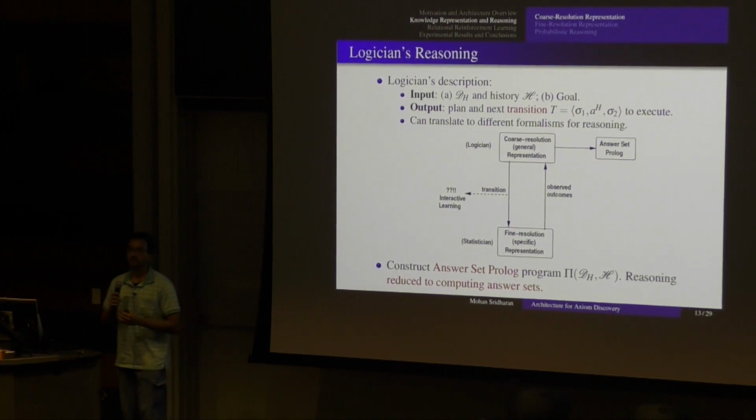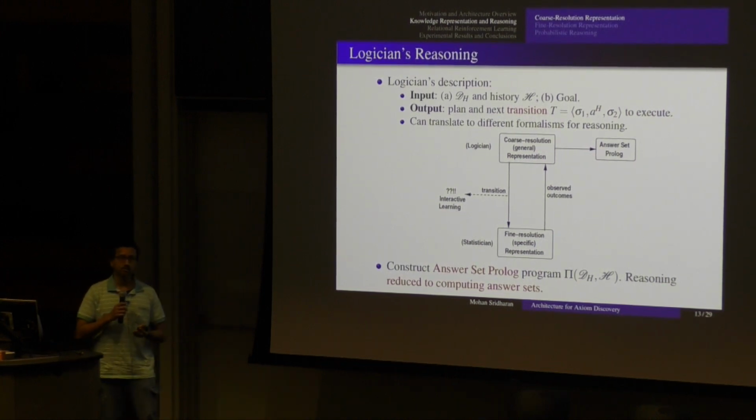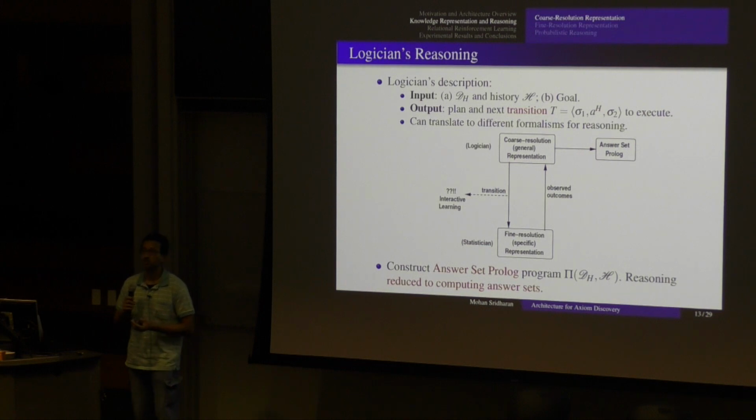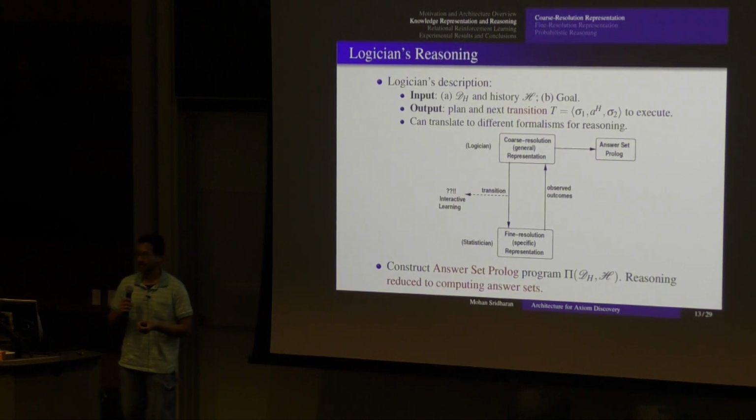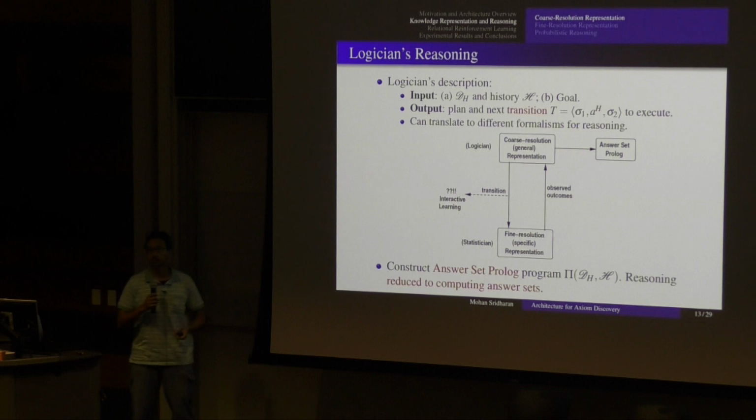And all reasoning, that is planning, diagnostics, inference, is all reduced to computing answer sets of this program that represent the beliefs of an agent associated with this program, right? So, okay, all good. The logician comes up with a plan and a transition. Not good enough though, because we have to execute it and find a solution. So how do we get there?